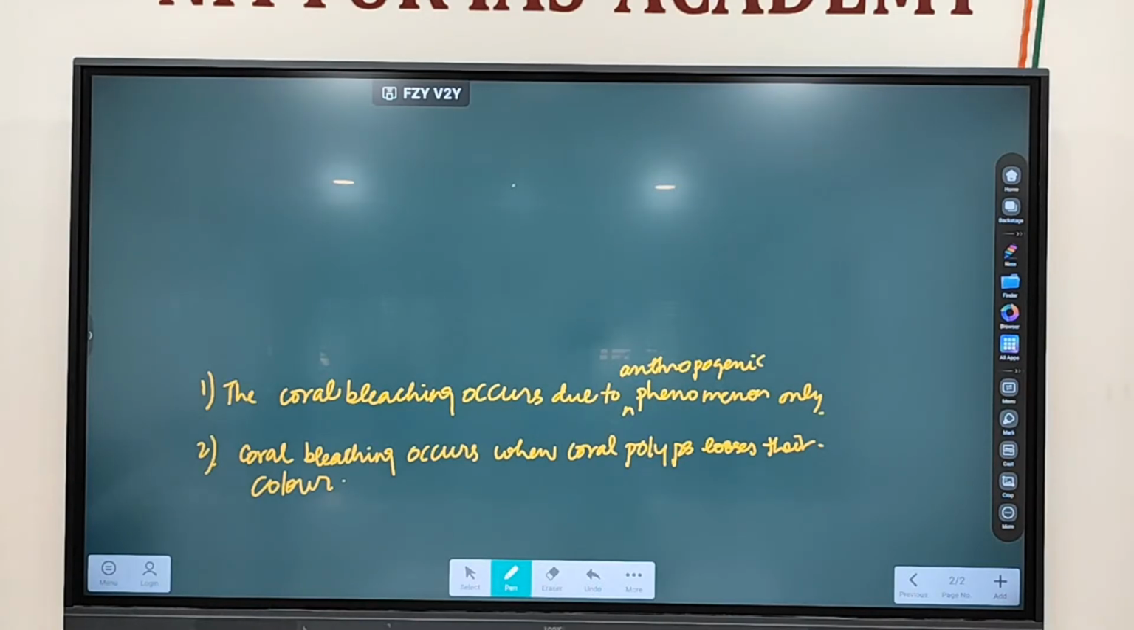First is wrong. Second, coral bleaching occurs when coral polyps lose their color. Is it correct? It is wrong. Coral polyps do not have a color. We discussed why they get the color.